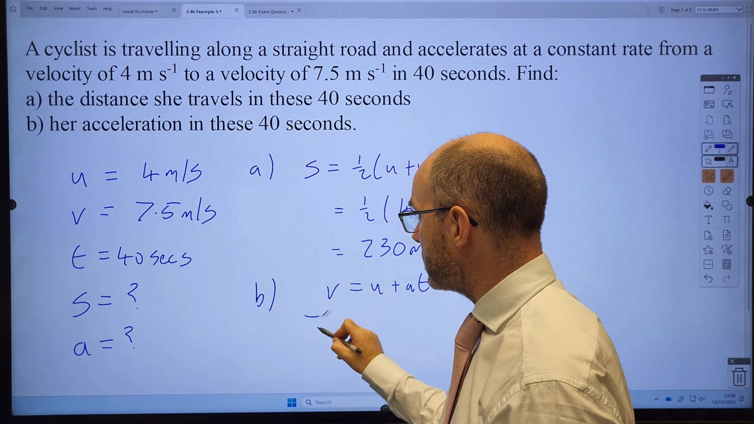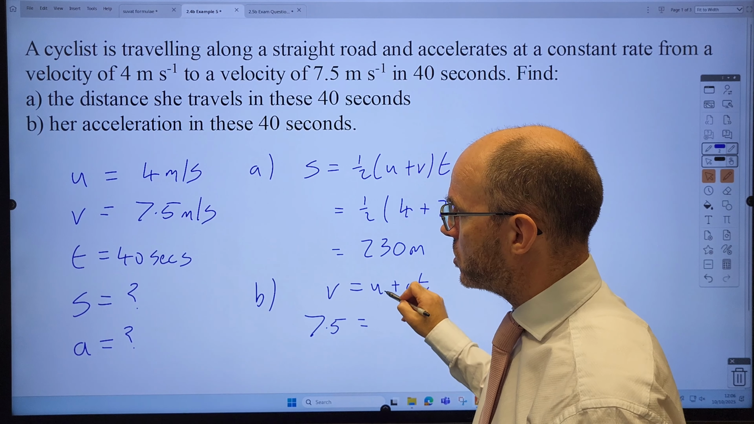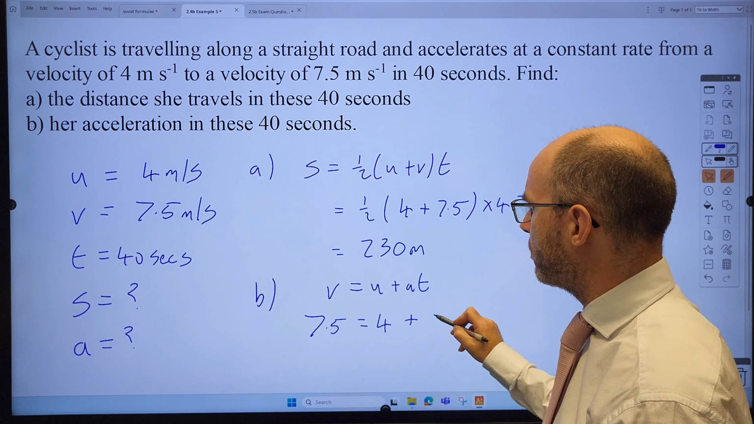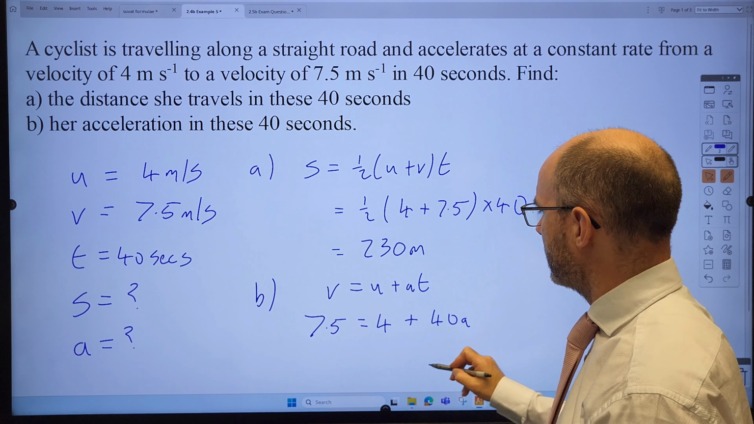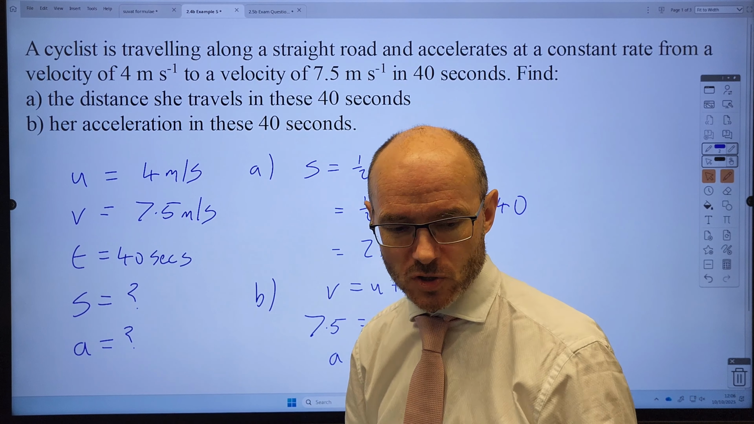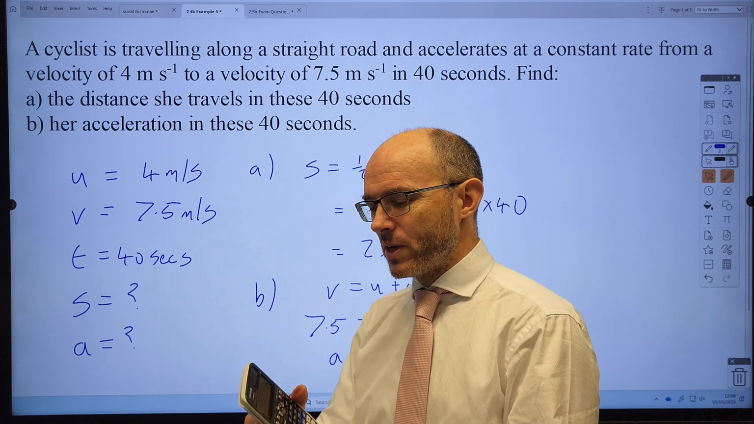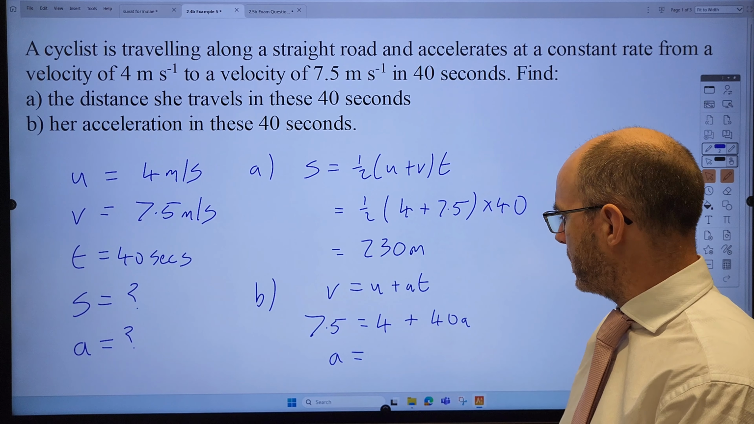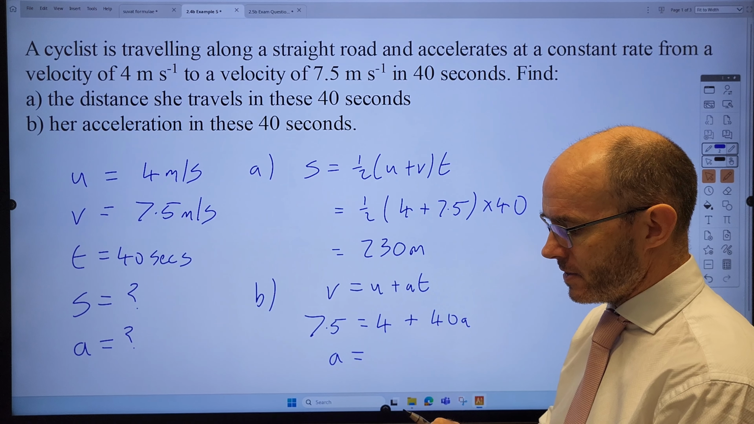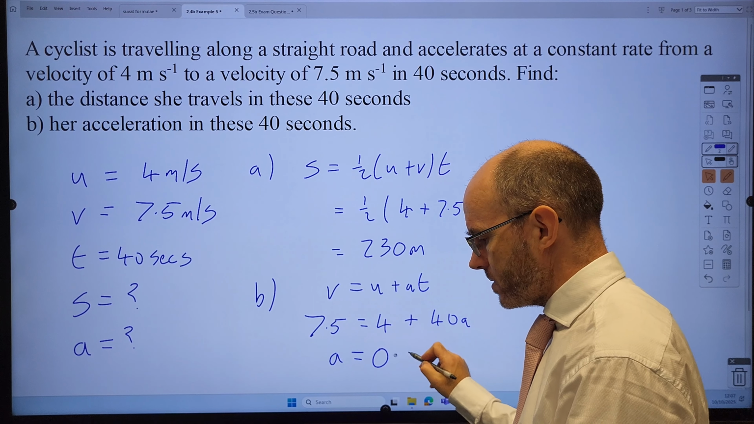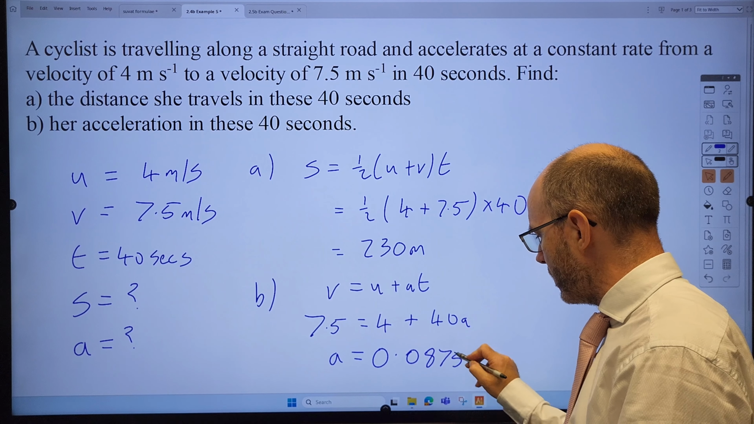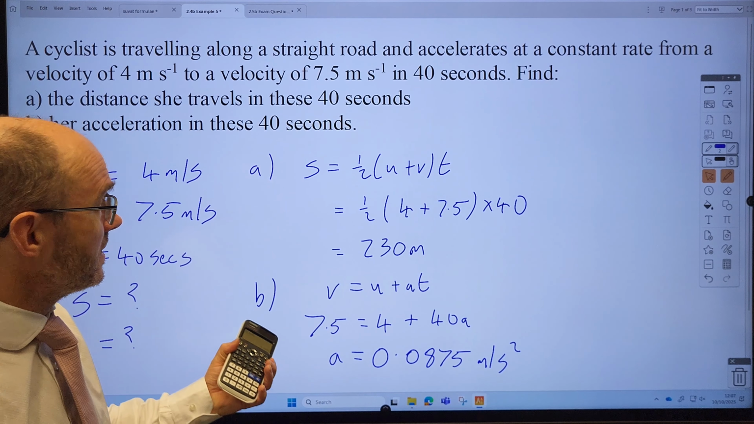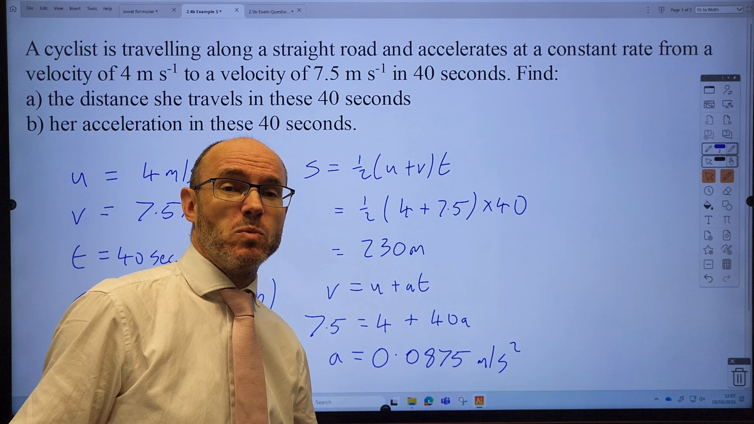So I'm going to use this one, 7.5 equals U, which is 4, plus AT, so plus 40 multiplied by A. I'm going to have to use a calculator for this now. Sorry, here we are, my handy calculator. So let's just do this, 7.5 subtract 4, that's 3.5, divide that by 40, and I get 7/80ths, or 0.0875 meters per second squared. And that's it. That's simply how the suvat formulae work.